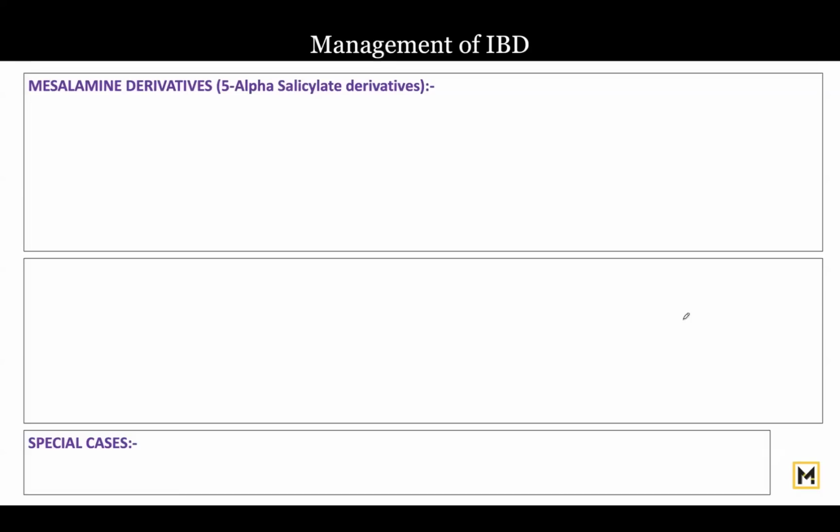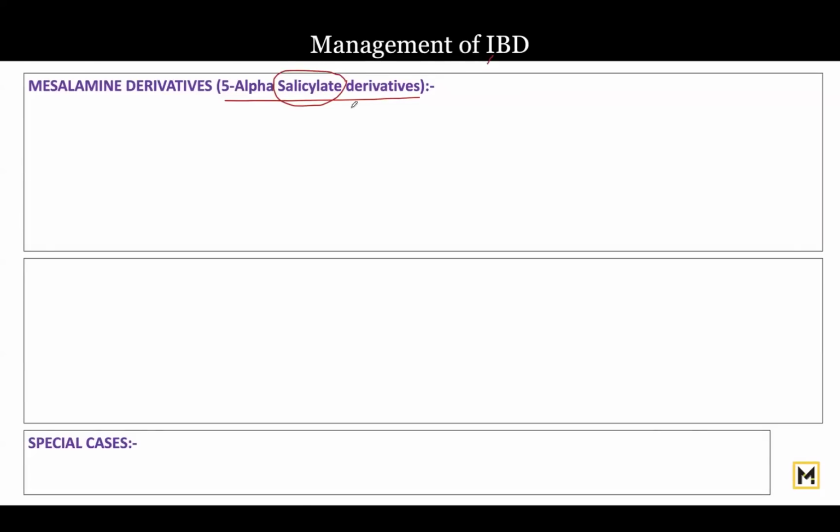Now, the easy part is the treatment itself. All the treatments are derivatives of 5-alpha salicylic acid. Salicylates, if you recall your pharmacology, are all anti-inflammatory drugs. So, since we are talking of inflammatory bowel disease, we are going to look at anti-inflammatories.